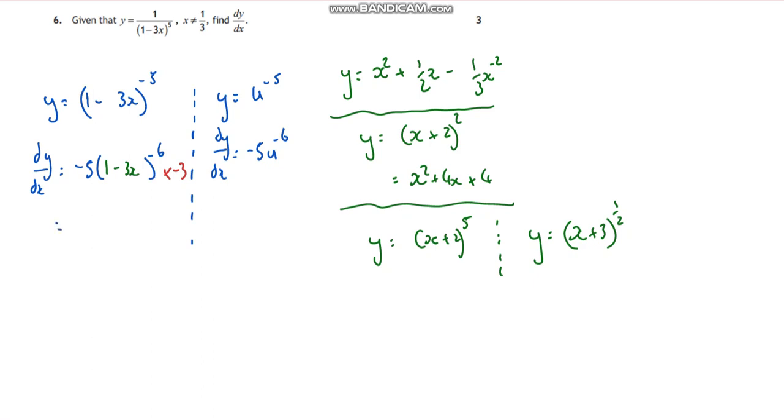Negative 5 times negative 3 is going to give me 15. And (1 take away 3x) to the negative 6. I could tidy that up further. Keep the 15 on the top. (1 take away 3x) to the power of 6. And that's us finished. So you don't have to tidy up like that, I don't think. What you're getting your marks for is a setup, 1 mark for that. Differentiating the outside, tick, and then multiplying through by your differential, tick again. So quite a nice little question, actually.